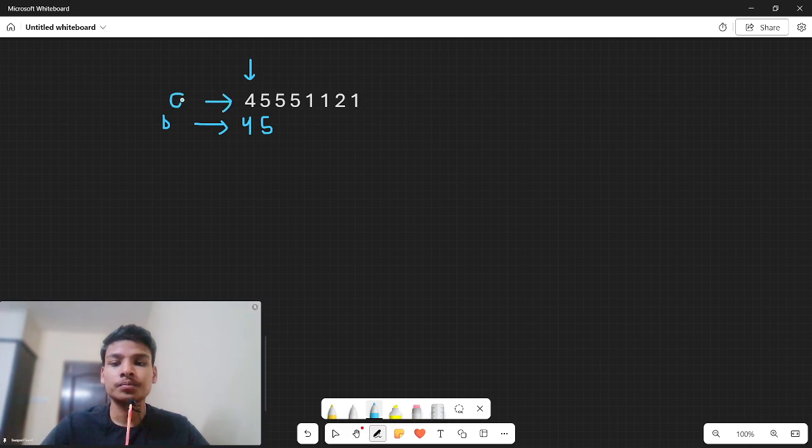Let me repeat. I have to construct another array B from A such that the mode till the ith index should be equal to A of i. For example, if I write another 5 over here, then what is the mode till this index? That is 5, because 5 is the most occurring element. So in this manner, I have to construct another array B such that the mode till the ith index is equal to A of i.